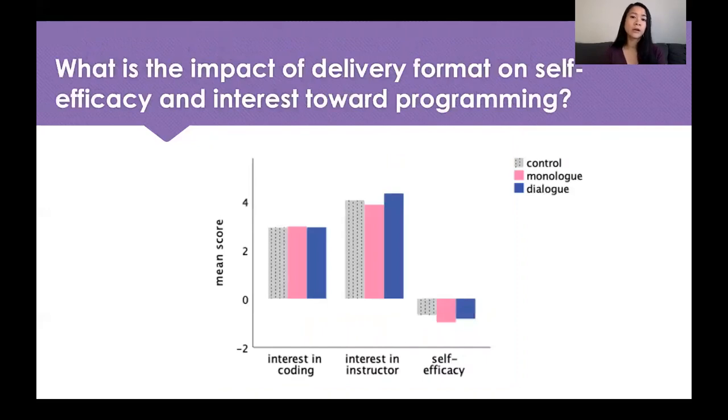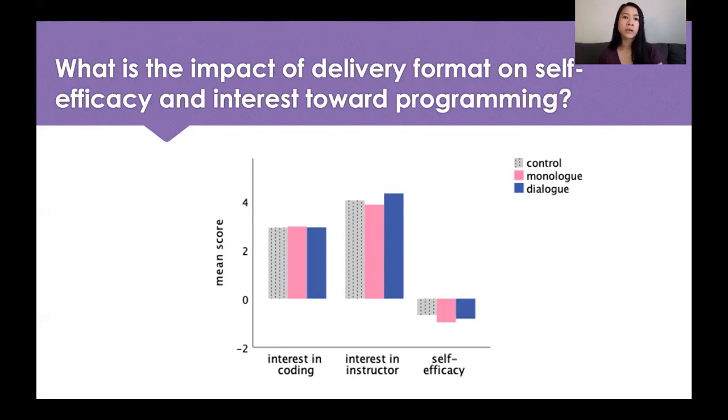So despite the lack of conditional effect on learning, there may still be some benefit to including the visual presence of the instructor in a video if it inspires, for example, greater self-efficacy or interest in the subject matter. In our case, it was coding or programming.